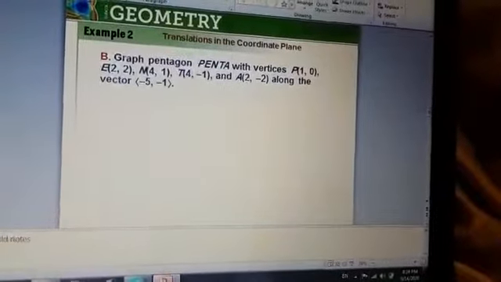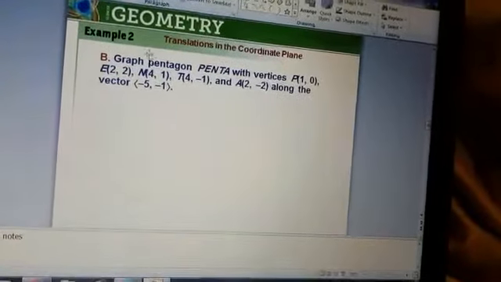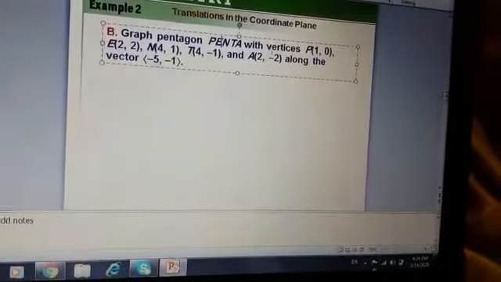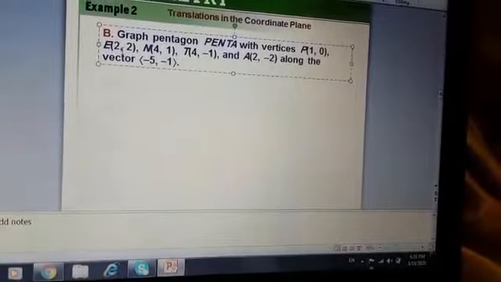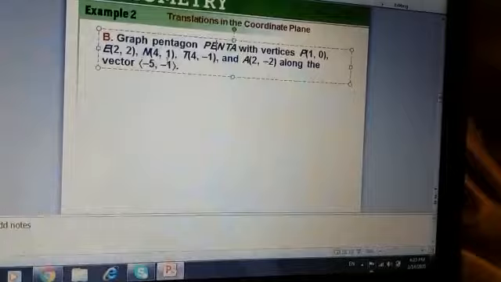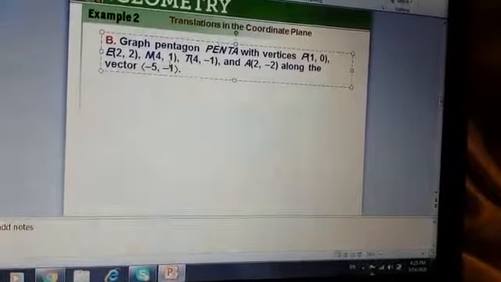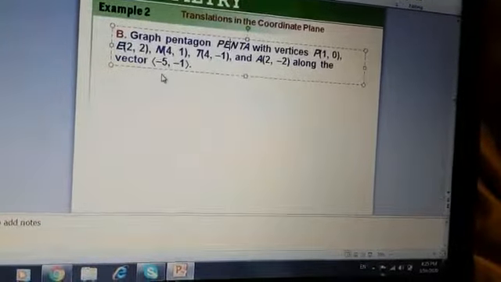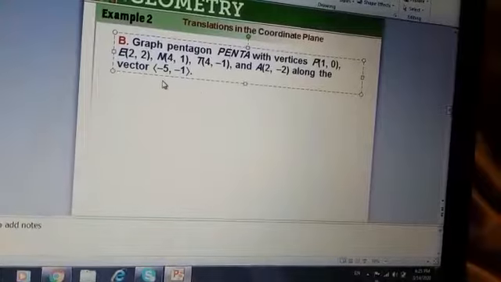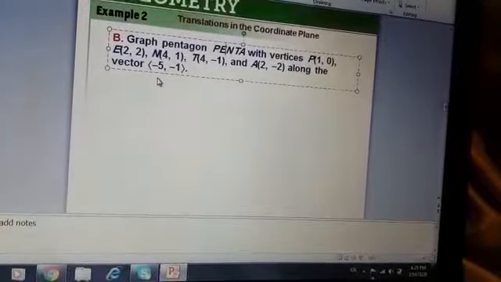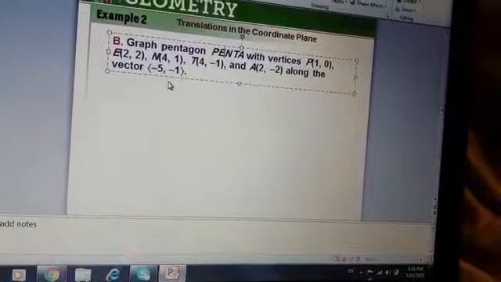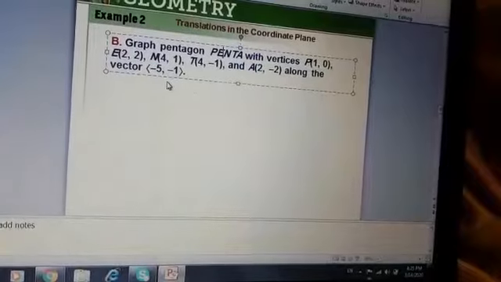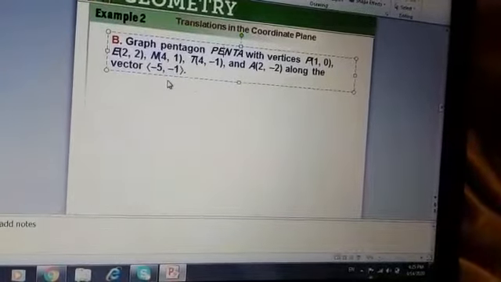Here we have another example. He wants me to graph the pentagon PENTA with vertices P (1, 0), E (2, 2), N (4, 1), T (4, -1), and A (2, -2) along the vector (-5, -1). What does this mean, boys? This means you must subtract 5 from each x coordinate and subtract 1 from each y coordinate to get the new points, to get P prime, E prime, N prime, T prime, and A prime.